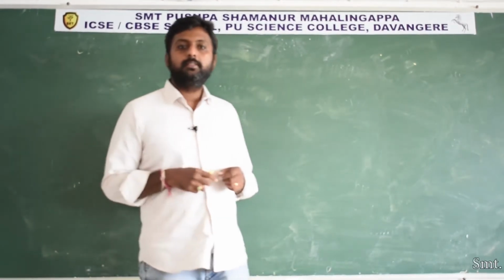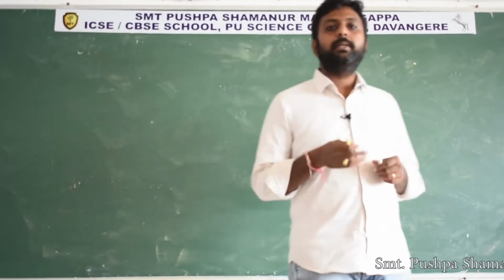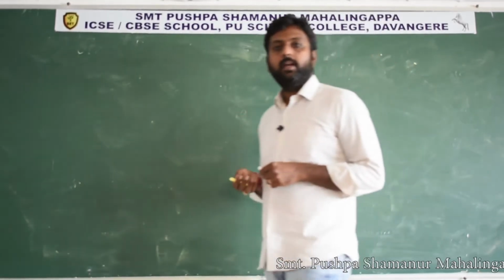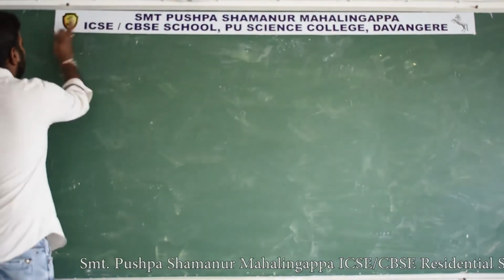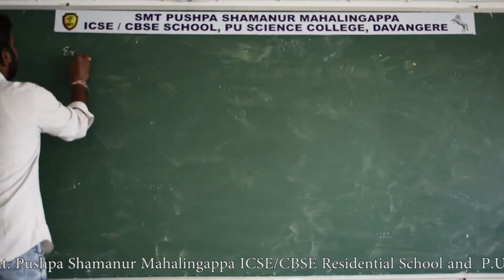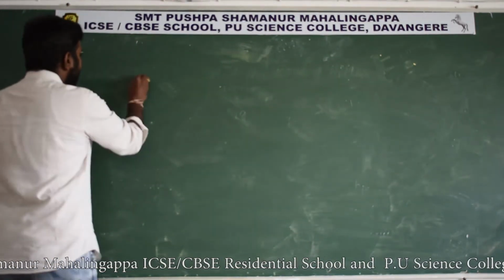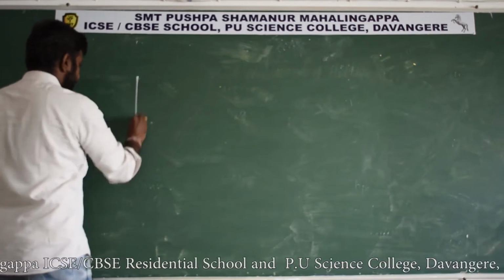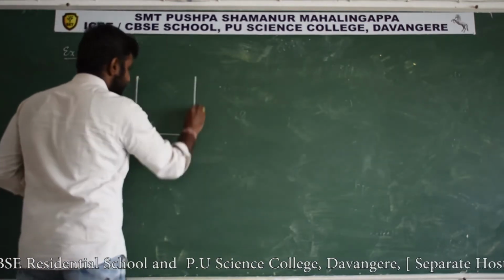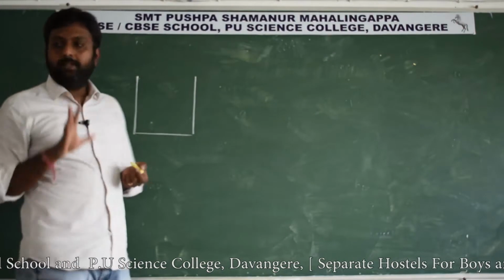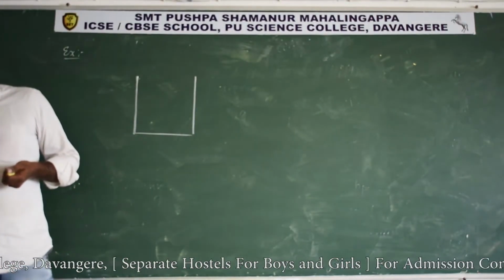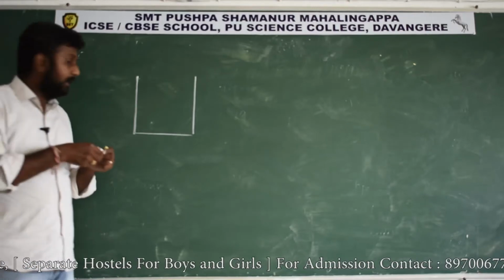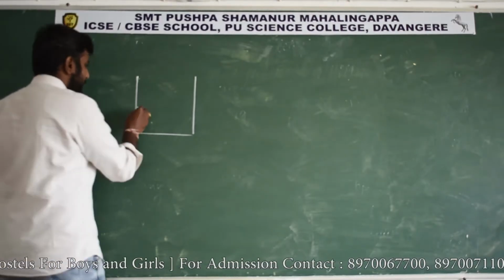Hello students, in this class I will explain some problems based on force of buoyancy and Archimedes principle. So let us consider this problem. A container or a beaker is filled with immiscible liquids. Immiscible liquid means they will not mix with each other.